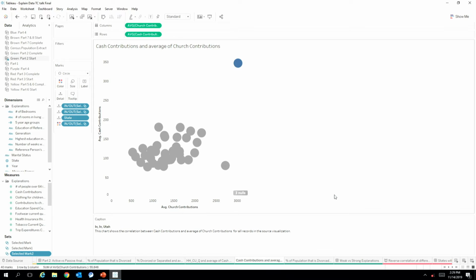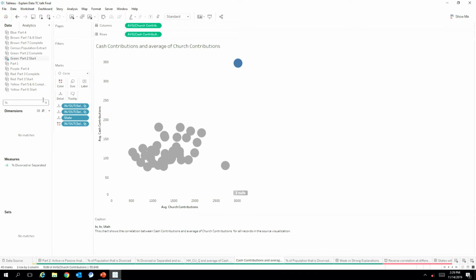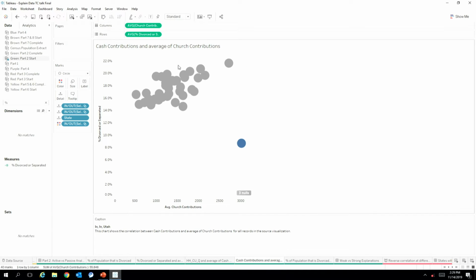Now at this point, who's wondering, why didn't it just come up with that? Raise your hand if you're wondering that. Like, why did we have to go through it 3 times? All right, so let me show you what happens if we were to relate church contributions to divorce, which was the original measure that we were trying to explain. So let me go replace cash contributions with divorce.